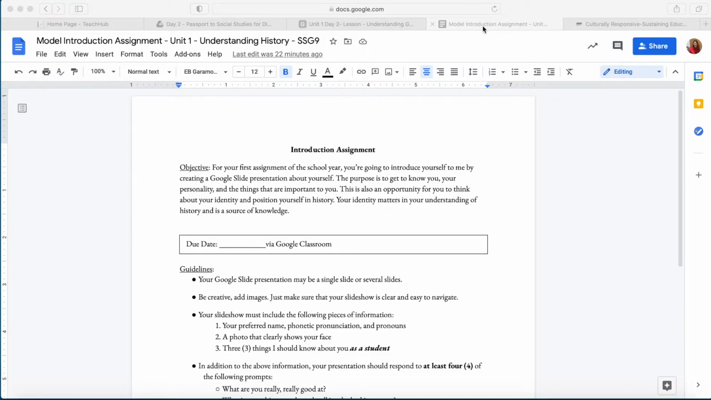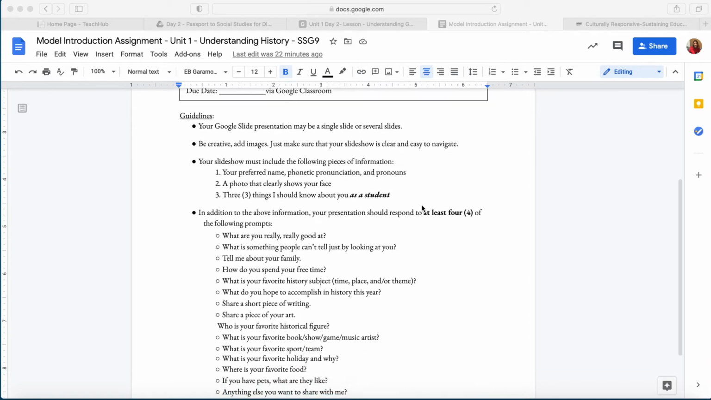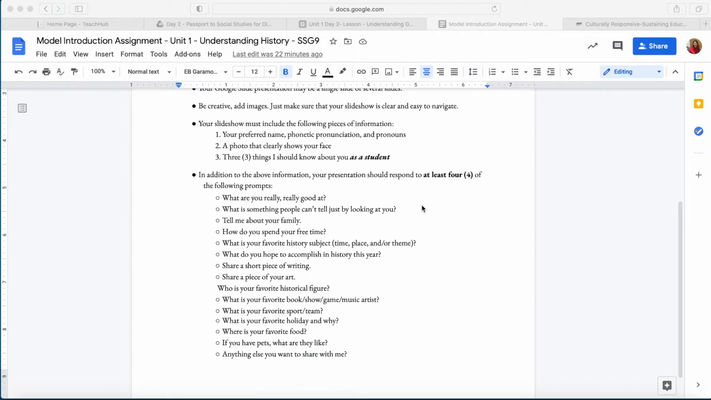This particular assignment also contains a list of questions, and from that list, students are asked to select 4 questions to answer for the assignment. This list of questions is not exhaustive, so if there are other questions that you would like to include, you are encouraged to adapt this material to meet the needs of your students and your classroom.